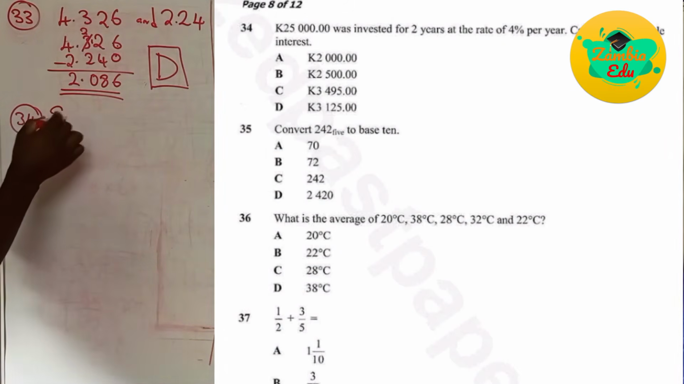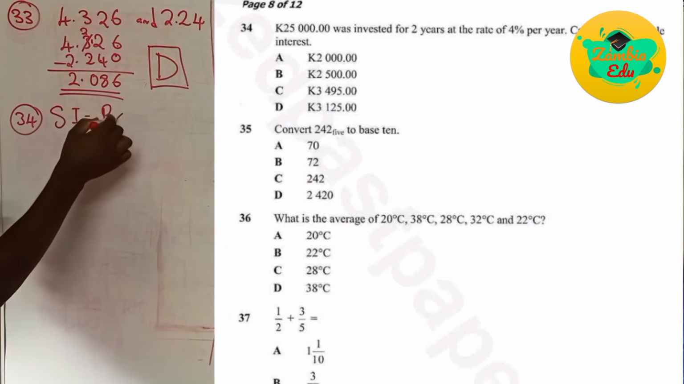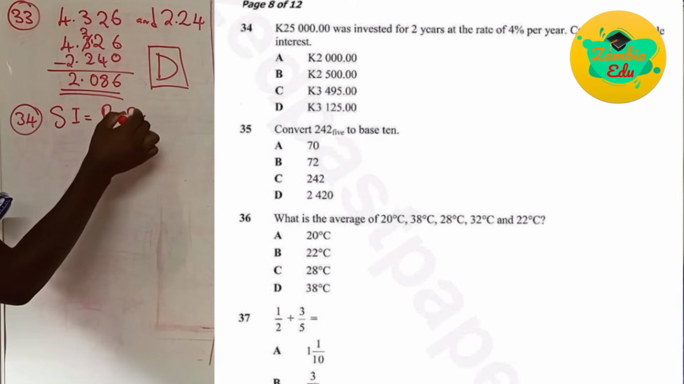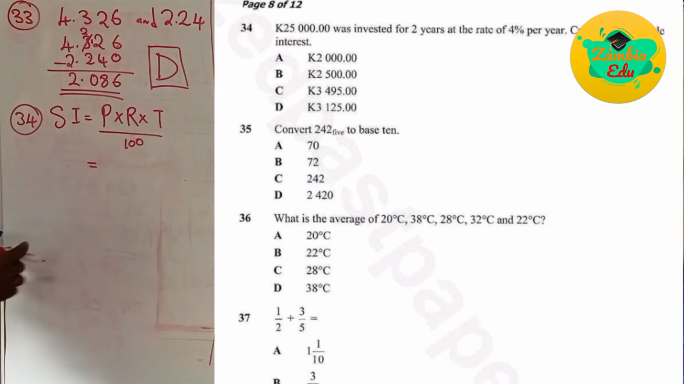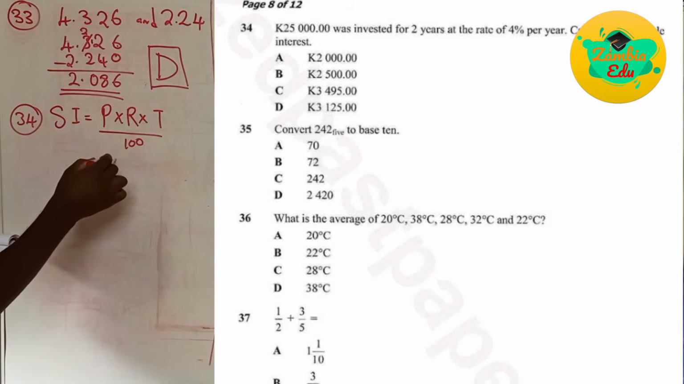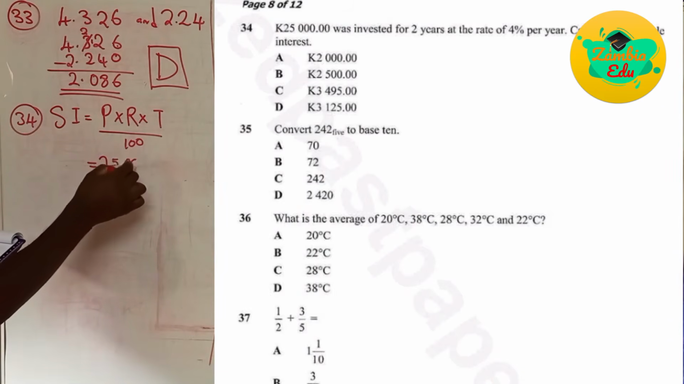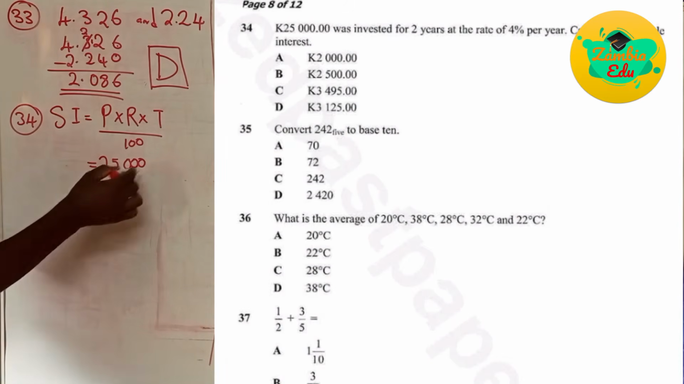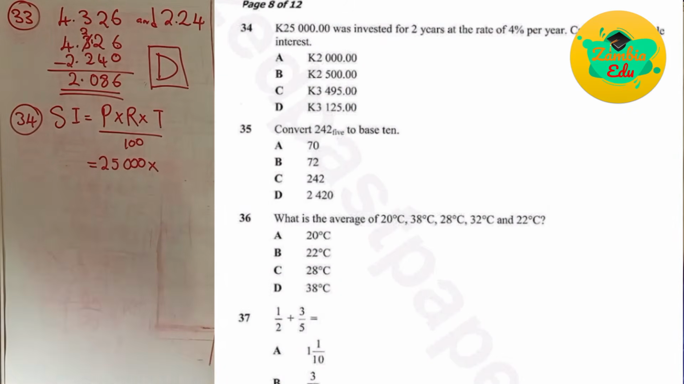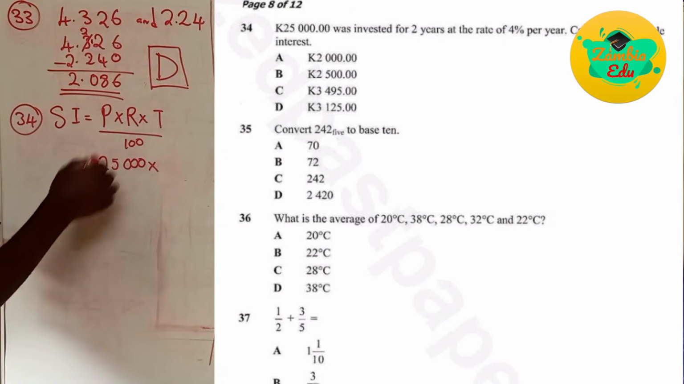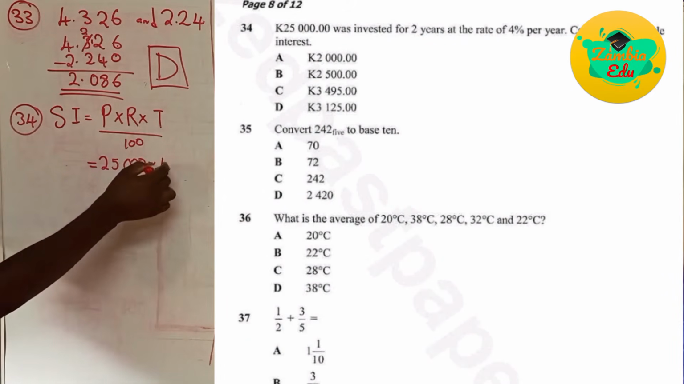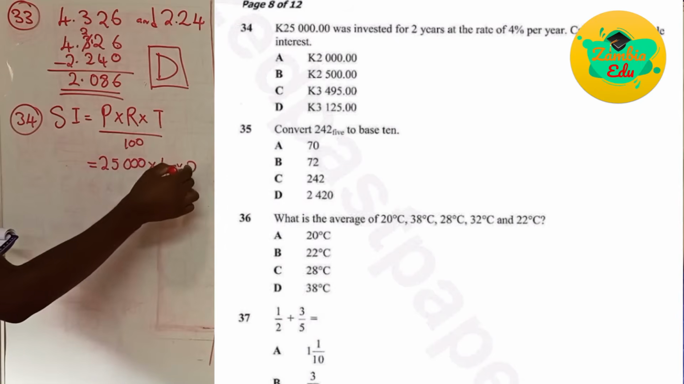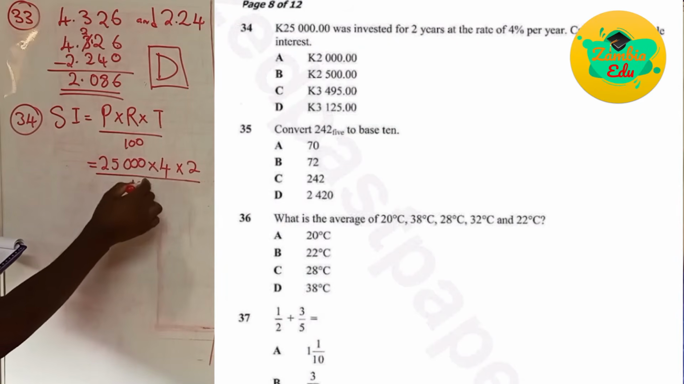So you know that simple interest is equal to principal times rate times time over 100. What is the principal? The principal is the amount of money which was invested or borrowed. So we're talking about 25,000 times the rate. The rate was 4% and the time was 2 years, over 100.